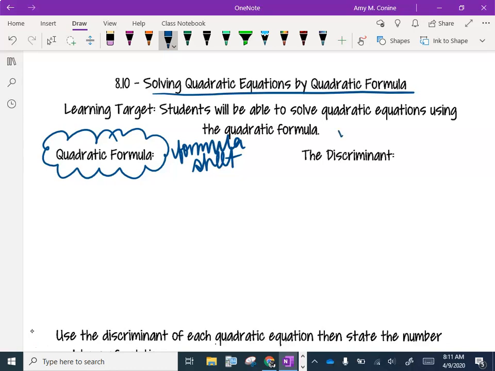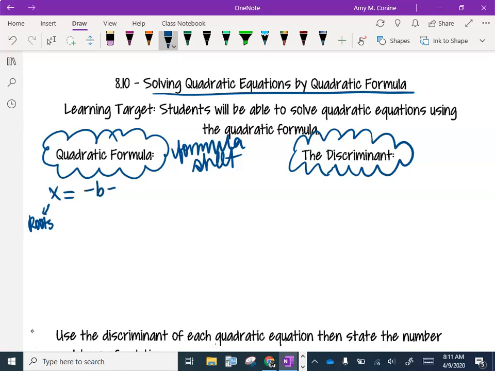The quadratic formula also goes along with this vocabulary word called the discriminant. So if you know your quadratic formula, you'll be able to do the discriminant. With the quadratic formula, we're trying to find roots. So we set x equals the opposite of b, plus or minus the square root of b squared minus 4ac. All of that, every piece of it, is over 2a.